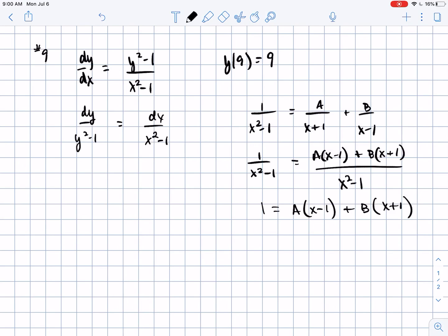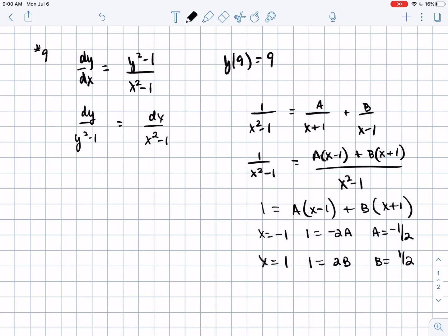So if I want to eliminate b, I can make x equal to -1. Then I would get 1 equals -2a. I'm just plugging in for x there, that -1, so a is going to be -1/2. Same thing, if I want to solve for b, I make x 1, so I get 1 equals 2b. So b is going to be +1/2.